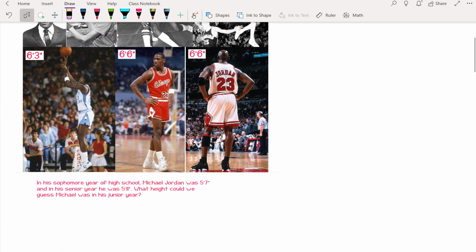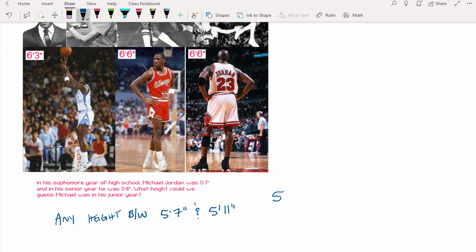Okay. And hopefully we said anything, like you could have written any height between 5'7" and 5'11". Hopefully you put any height in between those two heights. Why? Well, because that's how height works, right? Height, the function that is height, it's continuous. You have to meet the things in between.